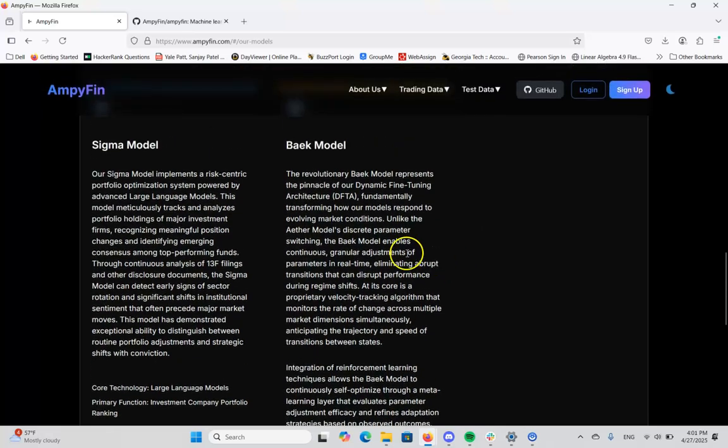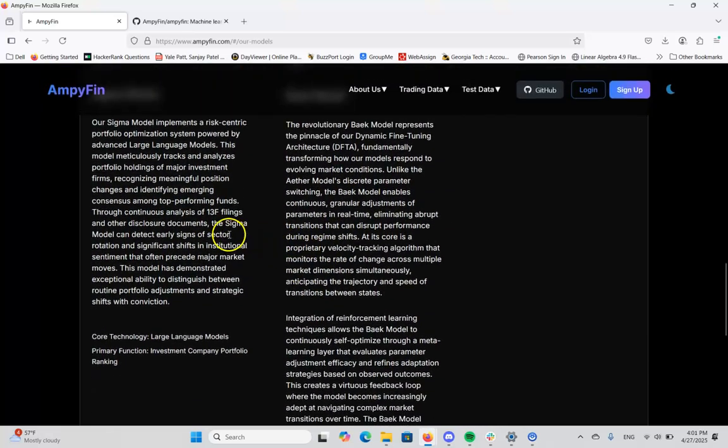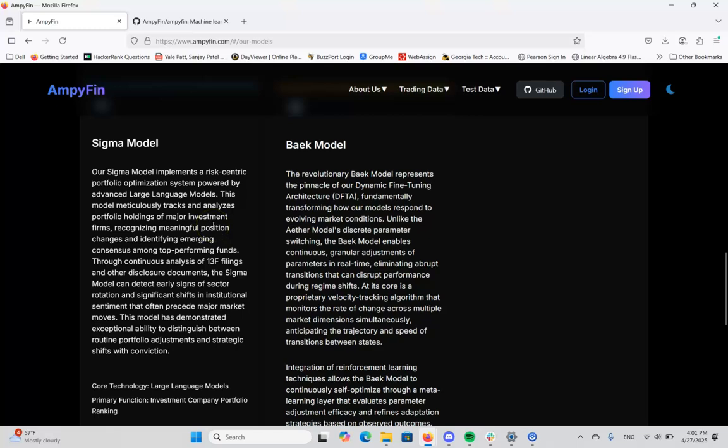And finally, the Sigma model. This was an improvement from version 2. What we do is we track investment company portfolios, and we actually rank investment companies. Let's say an investment company pops up and we track their portfolio using their 13F reports. Then on the next quarter, we track their 13F filings again. Let's say their investment portfolio went upwards. Then we give them higher credibility.